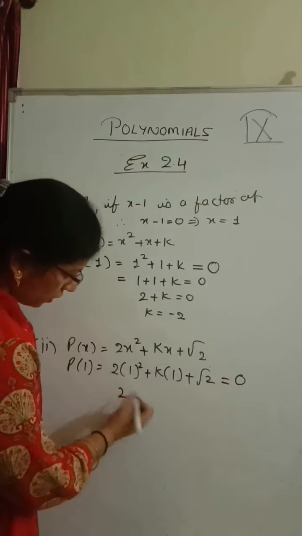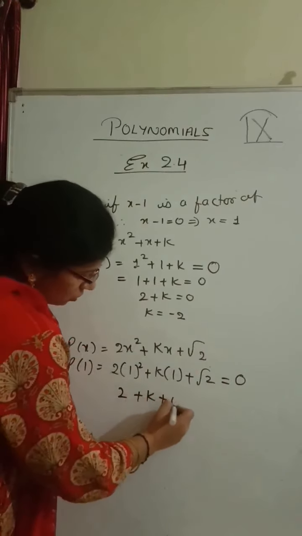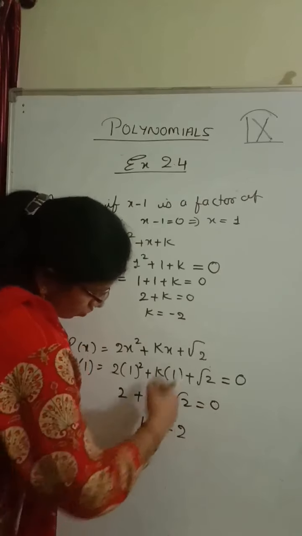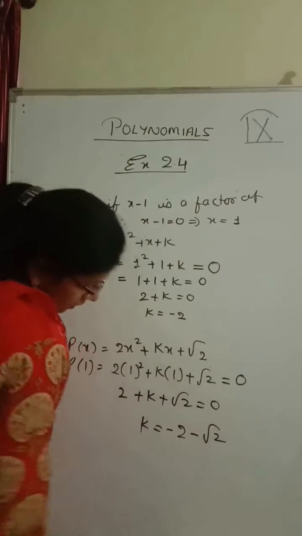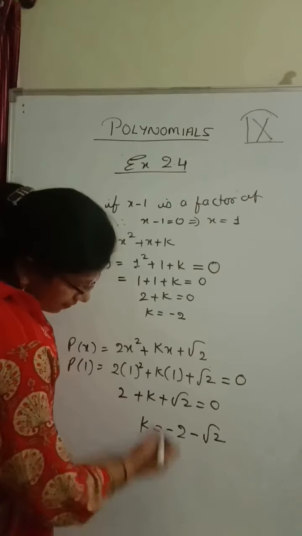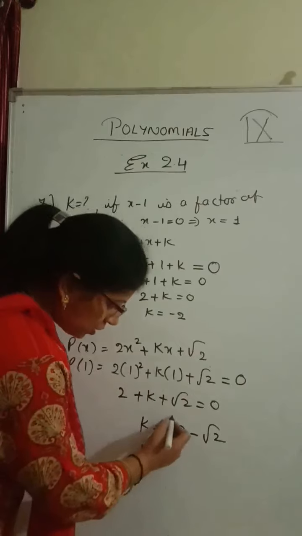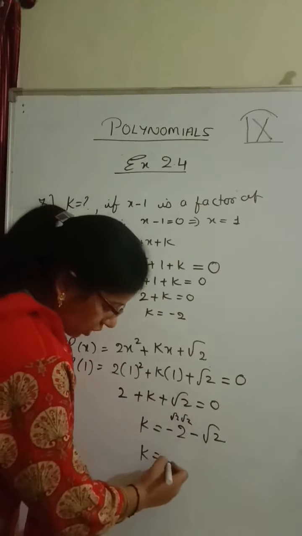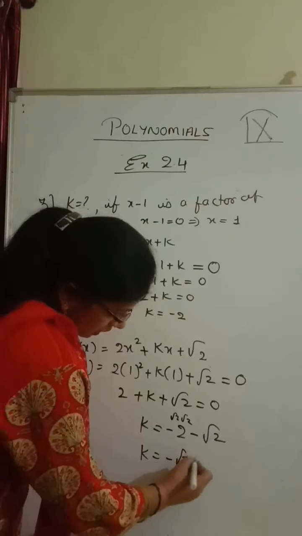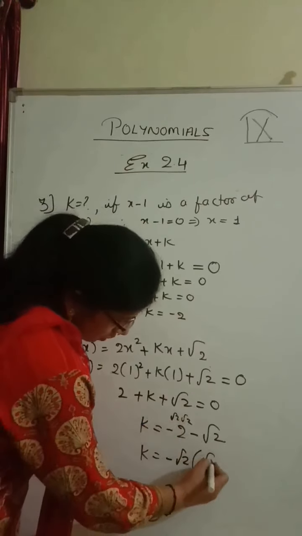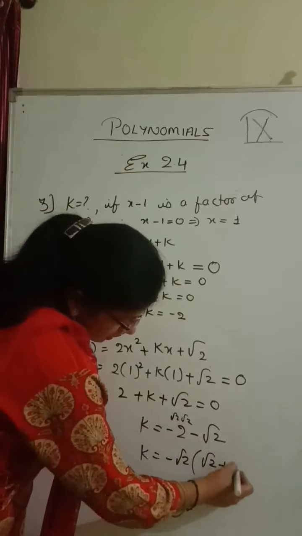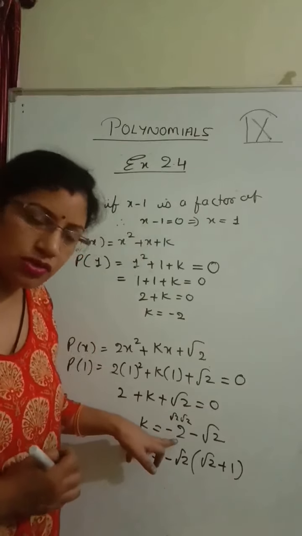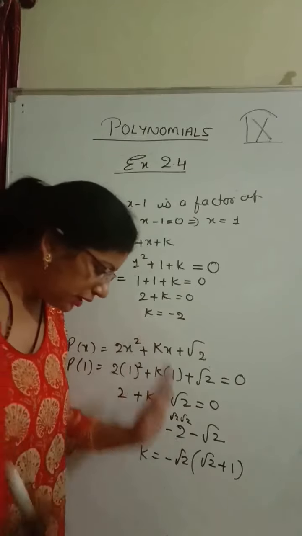So now 2 into 1, 2 plus k plus root 2 equals to 0. So k equals to, 2 को उधर भेजो, -2, and root 2 will send this side, -root 2. So this is your value, or you can write 2 कैसे लिख सकते हैं, root 2 into root 2. We can write 2 like this. तो root 2 is common from these two and minus is also common. root 2 common ले लेंगे तो यहाँ क्या बचा, एक root 2 and sign will get reversed, plus 1. This is the value of k. You can leave till here also. This is also your answer, this is also your answer. Both the answers are correct.